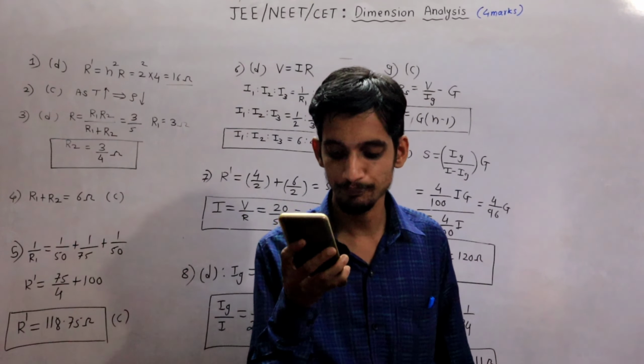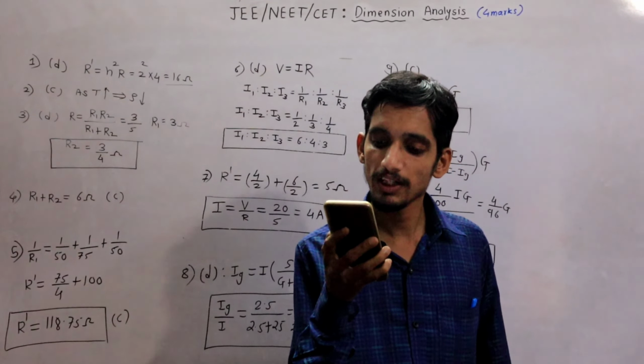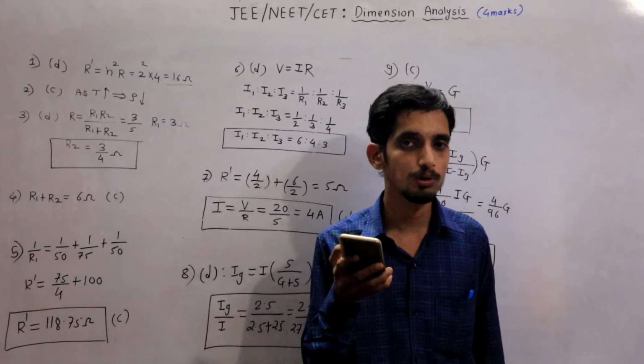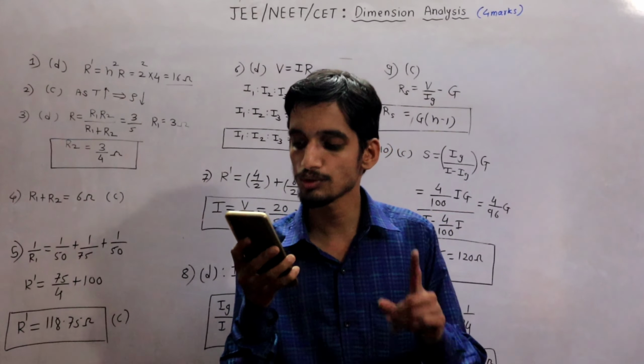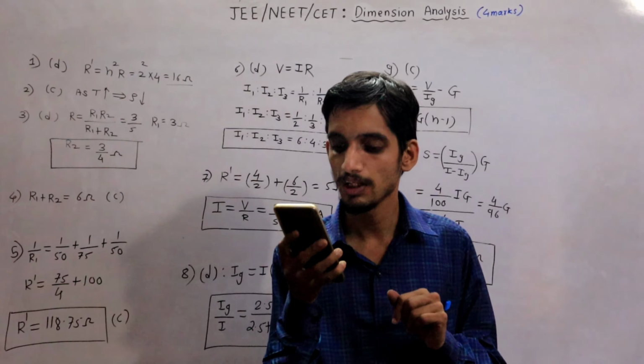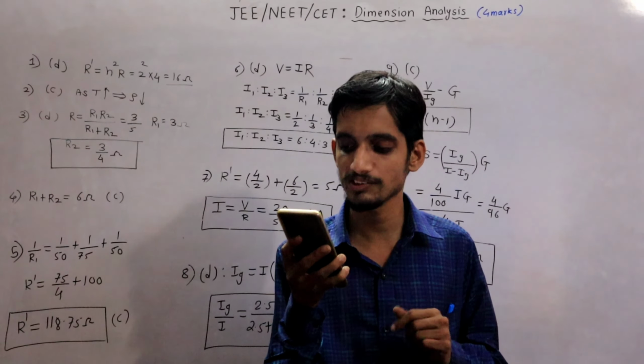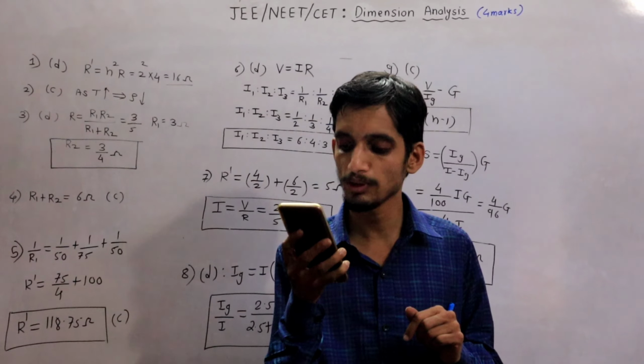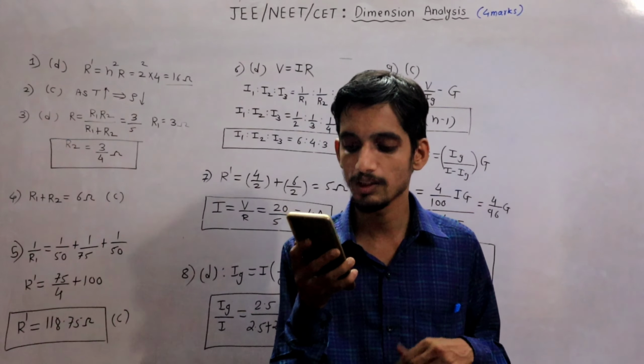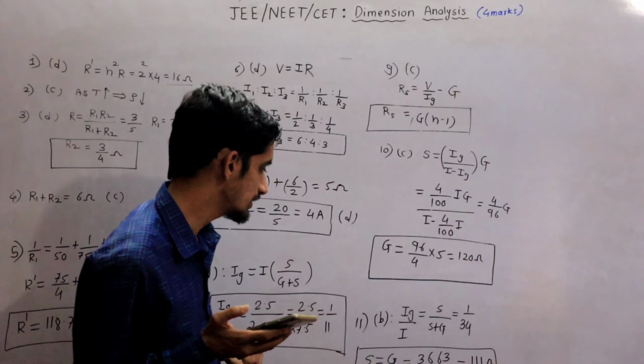Now question number 11. Once again, it is a question based on the galvanometer. A galvanometer has a resistance of 3663 ohm. A shunt S is connected across it such that 1 by 34 of the total current passes through the galvanometer. The value of the shunt is. Now listen here.